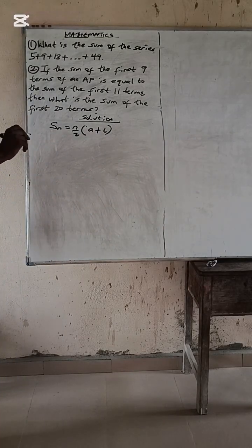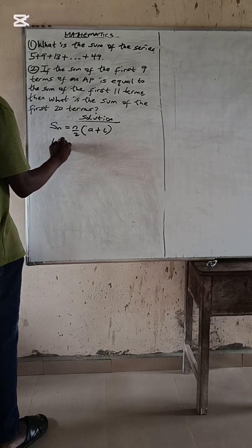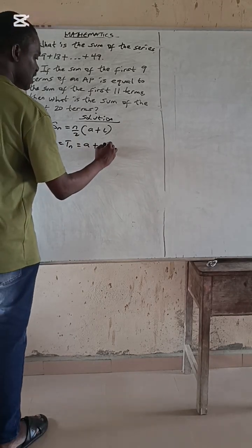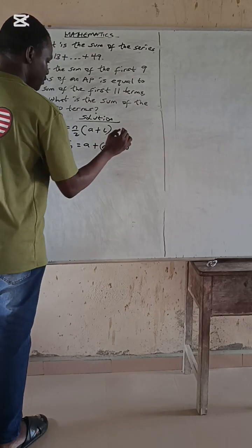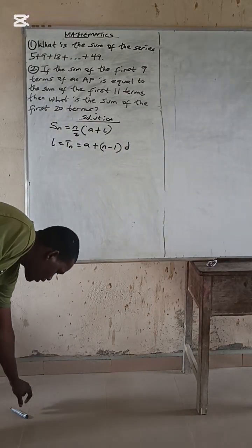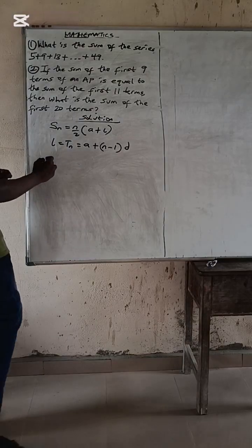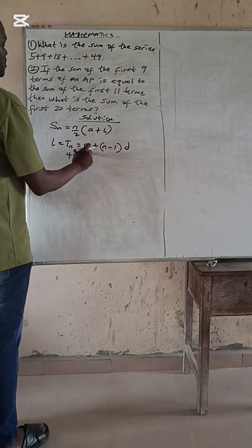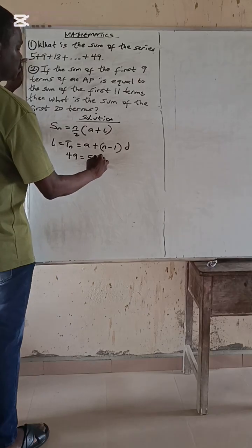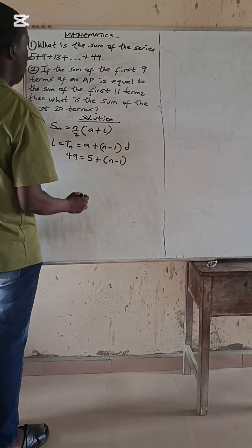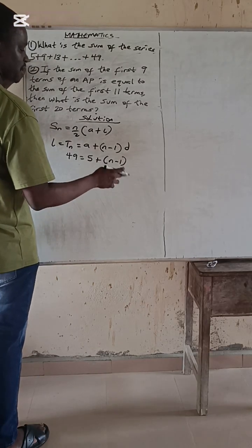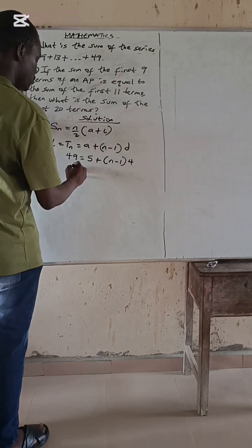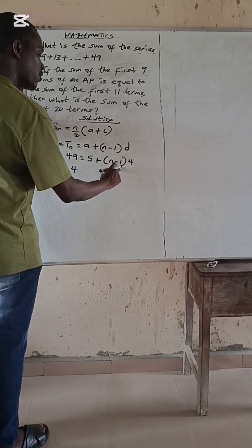And the only way you can use it to find the number of terms is by saying what? The last term, which is Tn, equals what? a plus n minus 1 d. Don't forget how we got this. Now, moving on. What is our last term? Our last term is 49. What is our first term? Our first term is 5 plus what? n minus 1. What's the common difference? The second term minus the first term, which is what? 9 minus 5, which is going to be plus 4. So with this, we'll be able to get the number of terms.